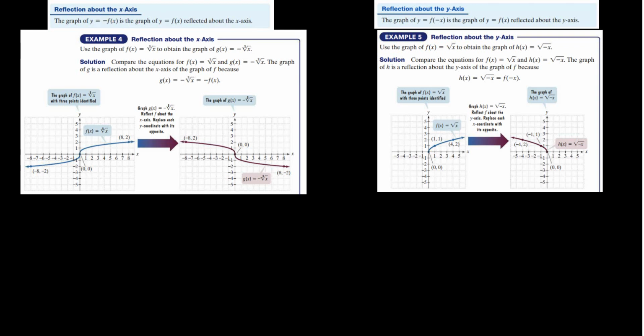Over here, if the graph of y is equal to f of negative x, that's the negative of the variable. Okay, so notice the difference between y is equal to f of negative x, which is a negative of the variable, and y is equal to negative f of x, which is a negative of the function. Okay, notice how the difference is there. So if we have the negative of the parent function, we're reflected about the x-axis. If we have the negative of the variable, we reflect about the y-axis.